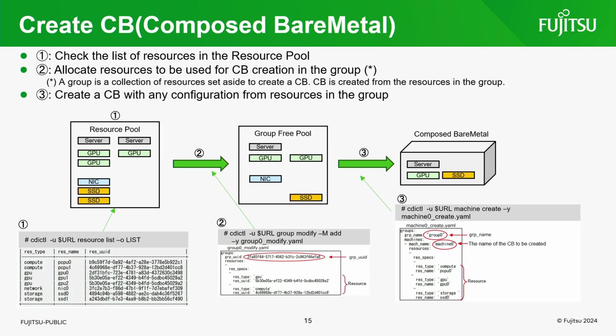To create composite bare metal, at first, we check the list of resources in the resource pool. To do this, we use the CDI control command, especially the CDI control resource list command.